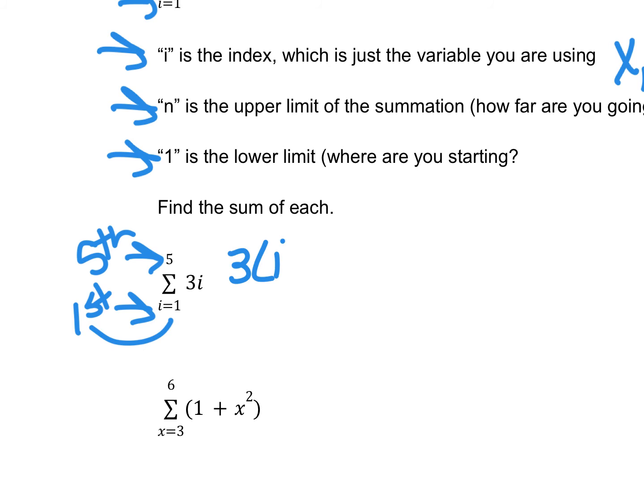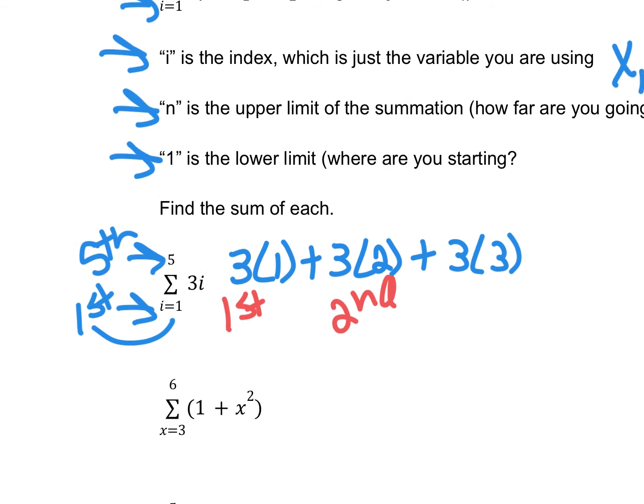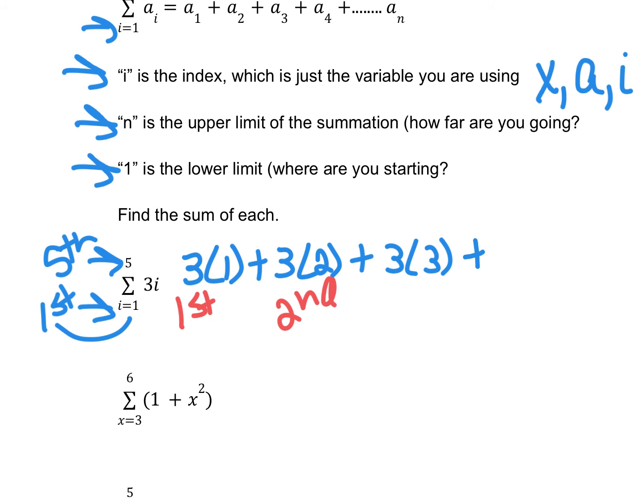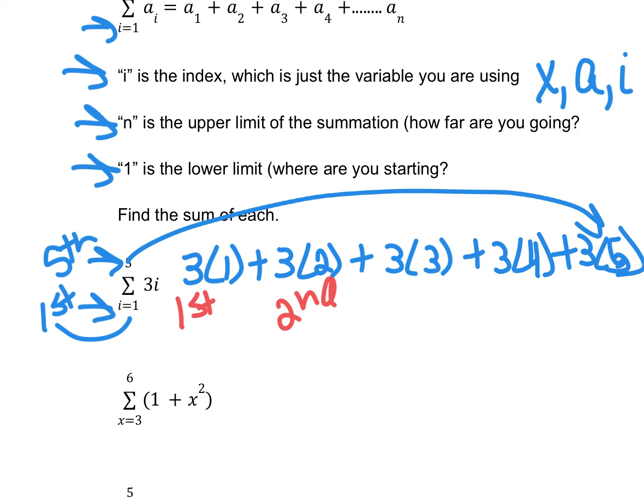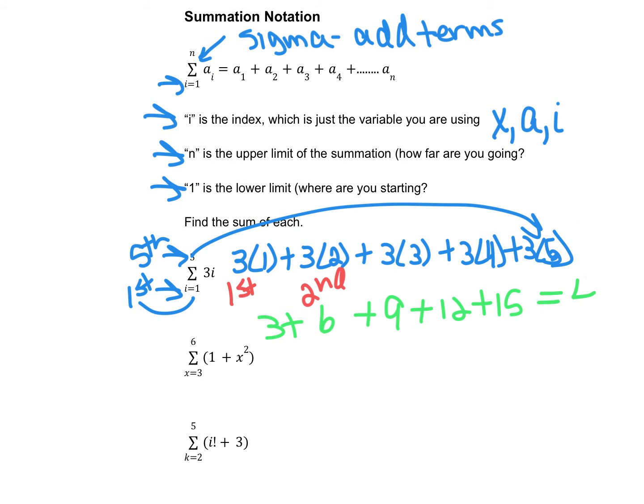3 times 1, that's our first term, plus 3 times 2, that's our second term, plus 3 times 3, that's our third term, and then plus 3 times 4, plus 3 times 5. And 5 is where we stop, because it says we're going from 1 to 5. So when we add that up, 3 times 1 is 3, plus 6, plus 9, plus 12, plus 15. We add them all together and we get 45.